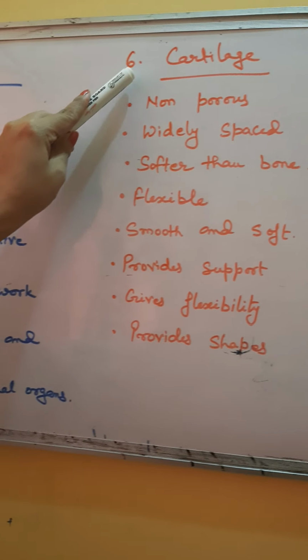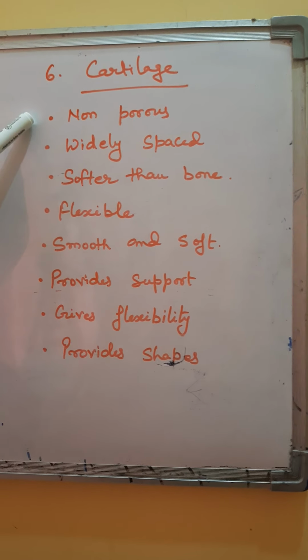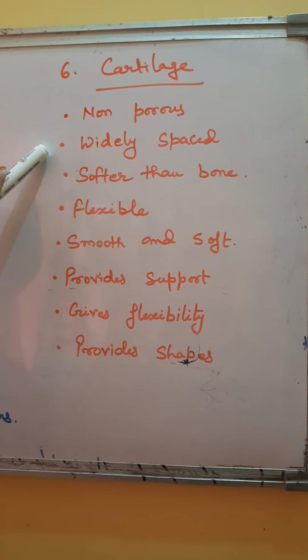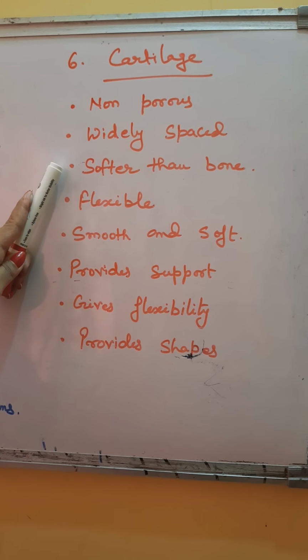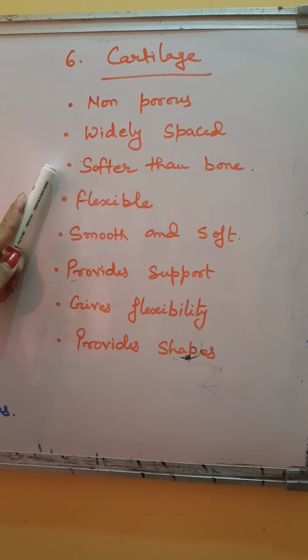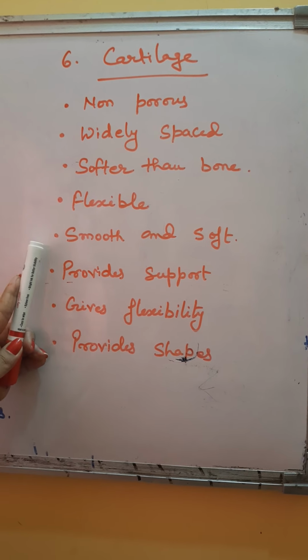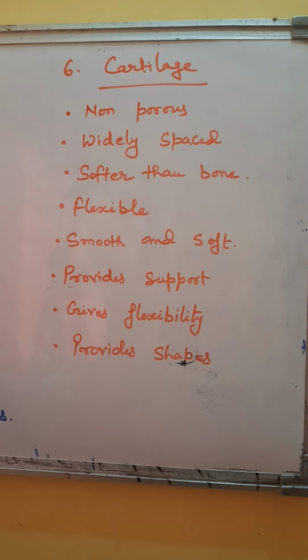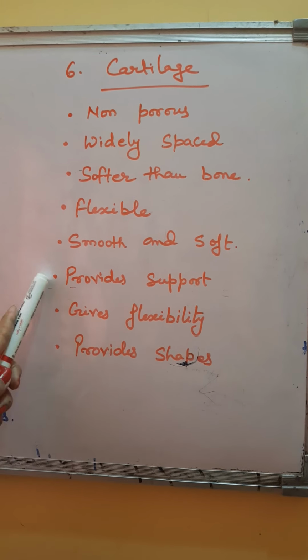The next connective tissue is cartilage. Cartilage is a non-porous structure. These are widely spaced structures and are softer than bones. Cartilage is harder than muscles but softer than bones. These are flexible, smooth and soft connective tissue. It provides support to the body parts and gives flexibility.